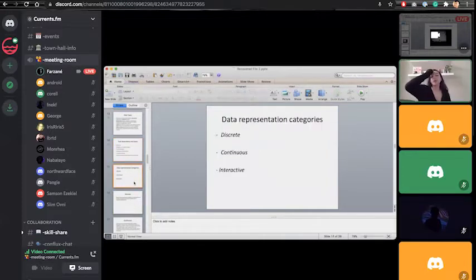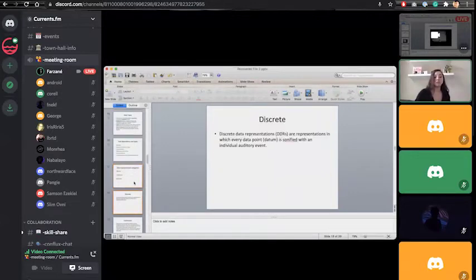Then we get to data representation categories. So we have discrete, continuous, and interactive, and we're going to see what each of these mean. Discrete, or what we call DDRs. So discrete data representations, abbreviated as DDRs, are where the data points are sonified in individual auditory events. So for example, I have numbers 1 to 7, and then I have notes C, D, E, and so on. Whenever I get number 2, I have note D. Whenever I have number 5, I have note G. So this is treating the data set and sonifying it in a very discrete way, not as a whole thing.